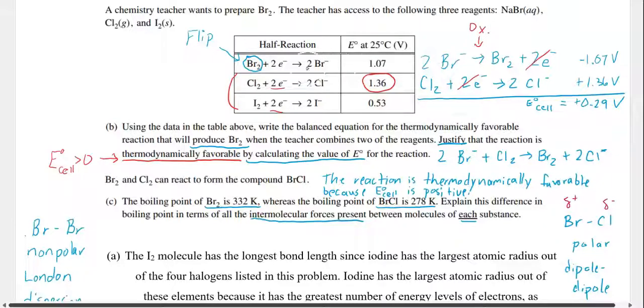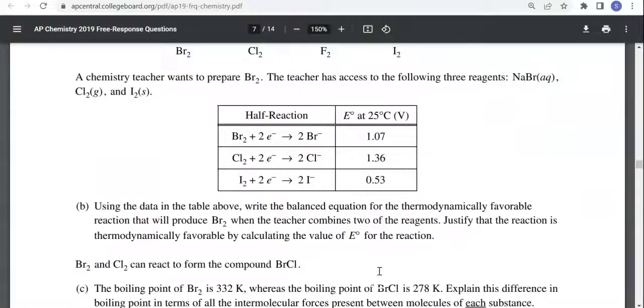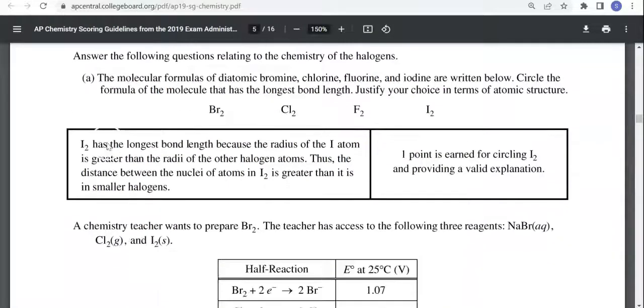And when you flip the half reaction, you flip the sign of the E0. And so then we need to pick a reduction half reaction, because this one's now an oxidation. So we need to pick a reduction half reaction that, when added to negative 1.07, will make the overall cell potential positive. And so I picked this half reaction, and that gave me this as my overall reaction. Okay, and let's see what the answer key says.